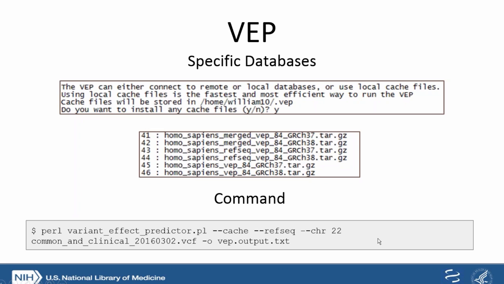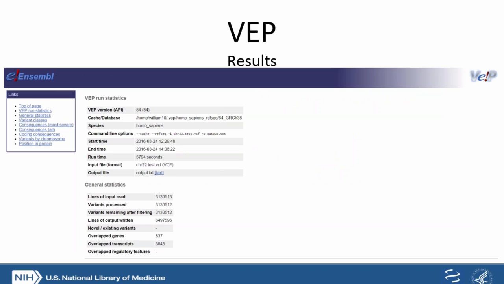So it'll be variant_effect_predictor, --cache, and --refseq. That will call that RefSeq GRCh38 file that you downloaded. And then for this one, I focused specifically on chromosome 22 in the common and clinical SNPs, and then type what you want the output to be.